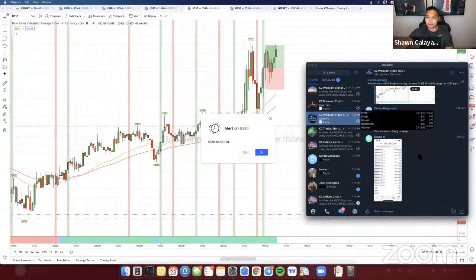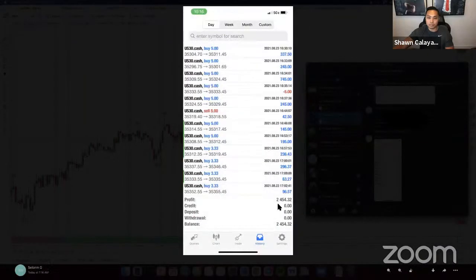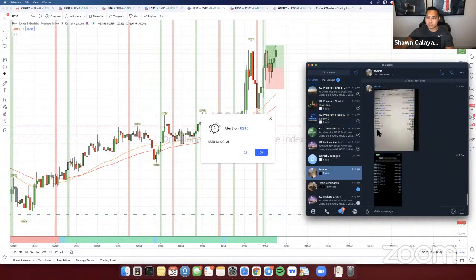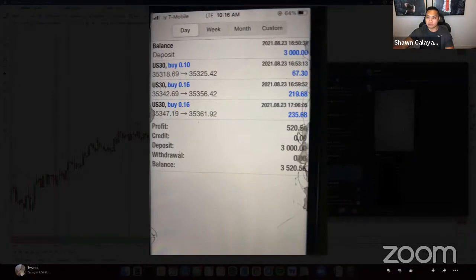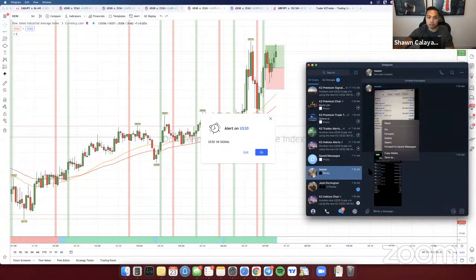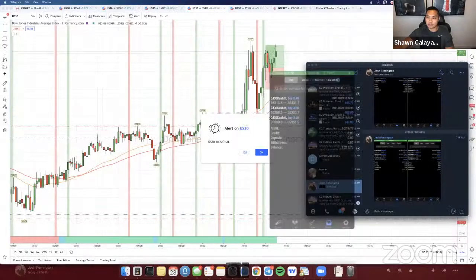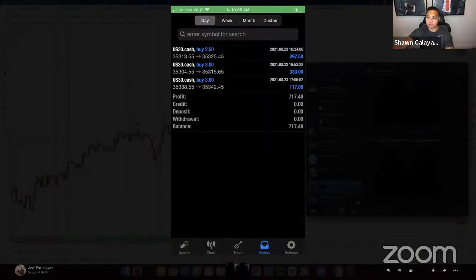Tommy over here locked in 2,418. Nice work, Tommy. Tommy said today's is weird going to sleep. Exactly. Salorm over here locked in a total of 2,454. Nice work, Salorm. Twan over here on his personal accounts locked in 520. Nice work, Twan. And his other account locked in 211. Nice work, bro. Josh over here locked in on his first account 1,219. Nice work, Josh. His second account locked in 717.